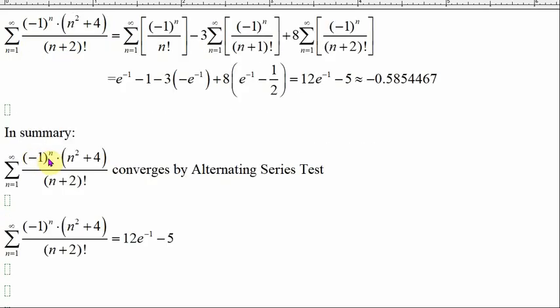And so in summary, this series right here converges by the alternating series test, and it converges to 12e to the negative 1 minus 5. And that's the end of the video.